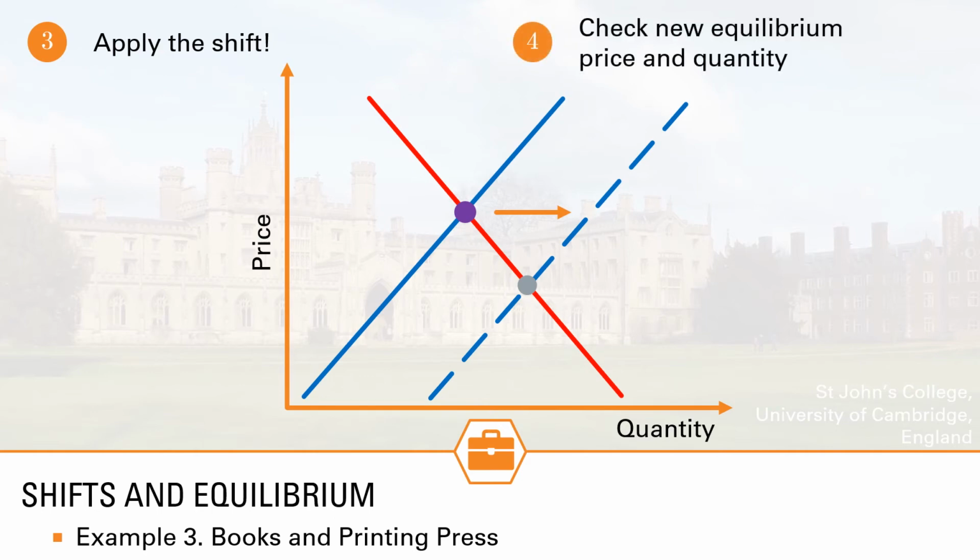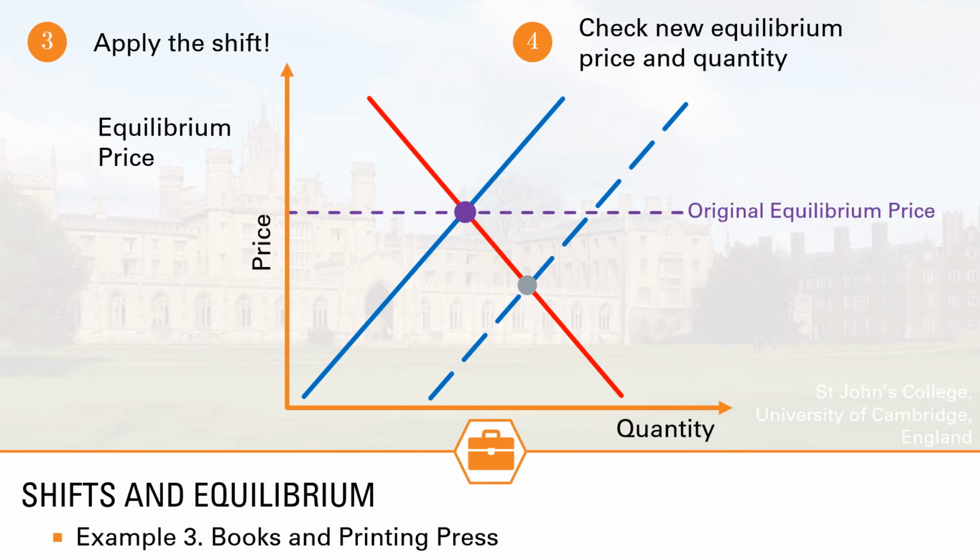So once again, we check the new equilibrium price and quantity. Let's check equilibrium price first. We always check price before quantity, but you could do it the other way around. Doesn't matter. So let's draw a line on the equilibrium price. Did you notice that's the purple one, and the new equilibrium price, that's the gray one. So what happens here? From the price originally here, it goes down, right? It goes down here. So equilibrium price goes down.